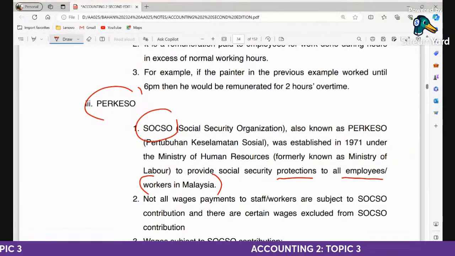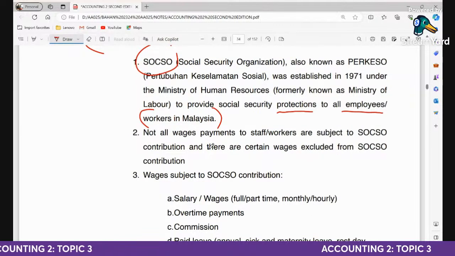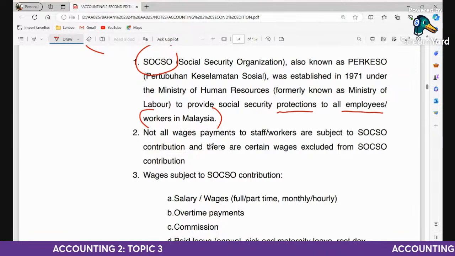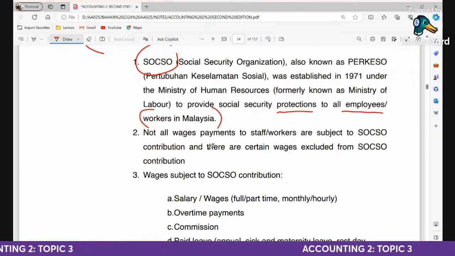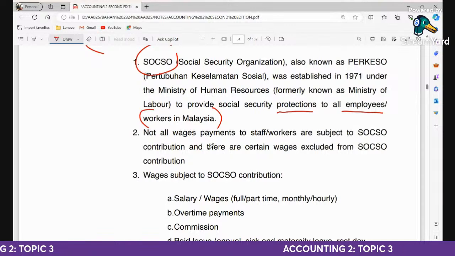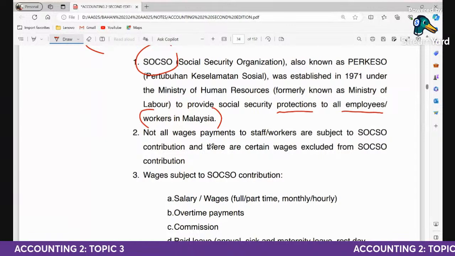Alright. So not all wages payment to staff workers are subject to SOCSO contribution. SOCSO ni sebenarnya adalah sedikit pemotongan daripada gaji yang dibayar kepada pekerja, tapi duit tu bukan majikan dia yang ambil, tapi sebaliknya dimasukkan ke dalam satu tabung, tabung SOCSO. Okay, so it's actually a saving for you. So if anything were to happen to you, anda boleh claim daripada tabung pekerja anda.